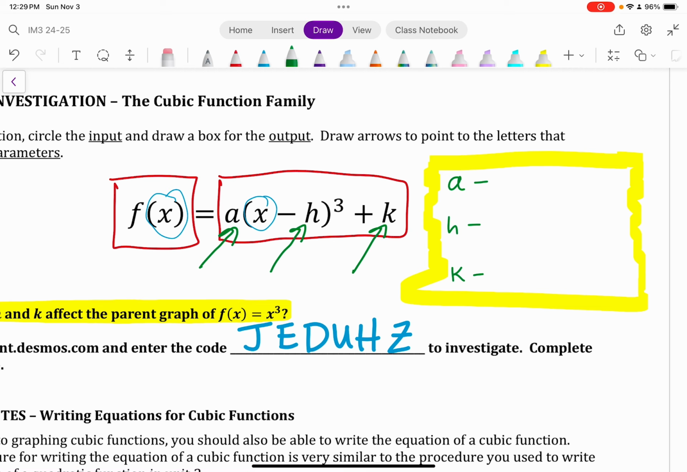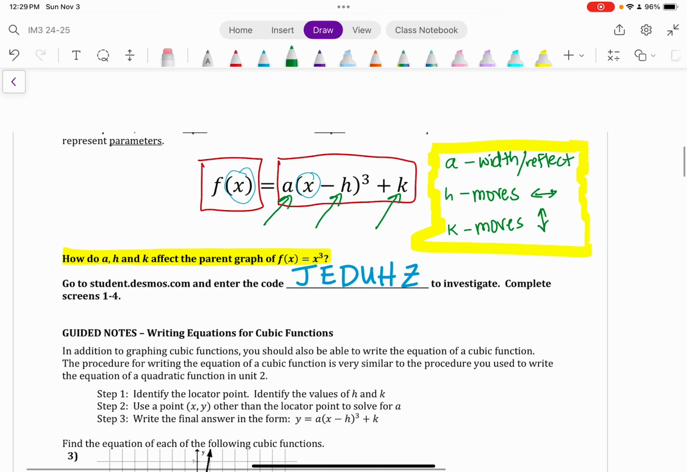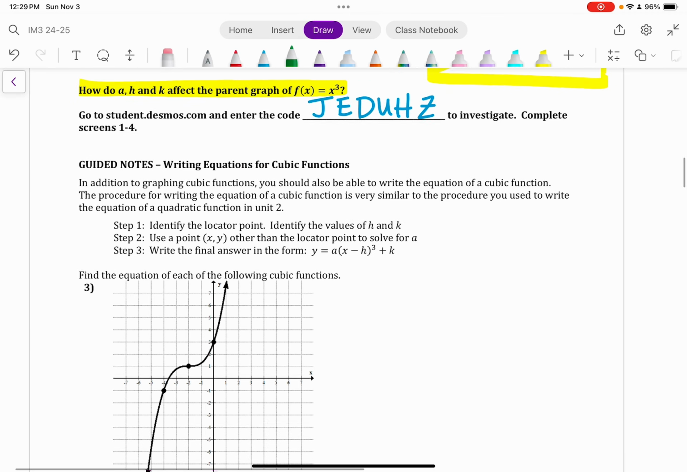A is a parameter that affects your width, and it can also cause your graph to reflect or flip. H is responsible for moving your graph left and right, while K is responsible for moving your graph up and down. Great. With that in mind, we can move on to the next section.